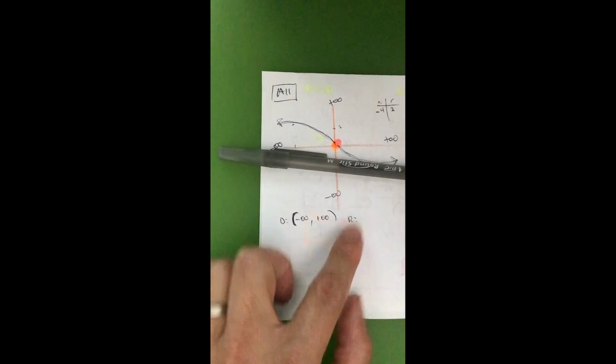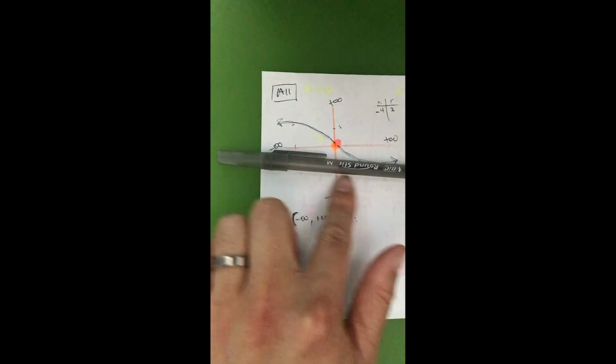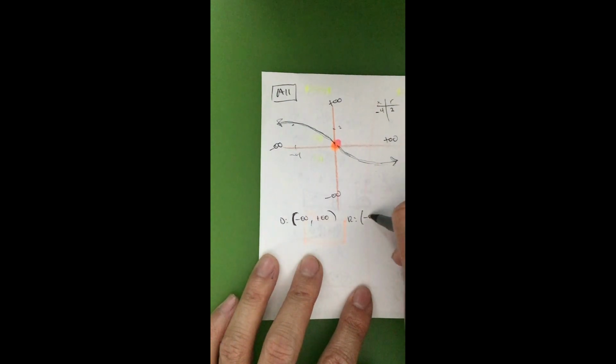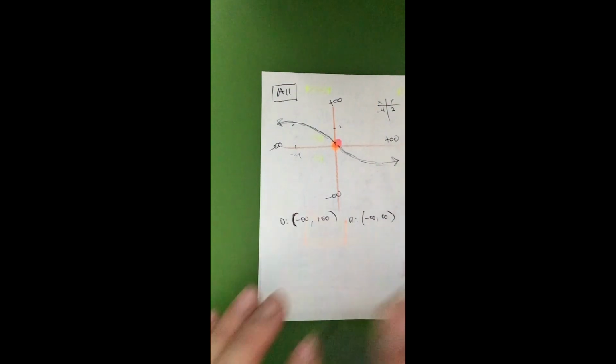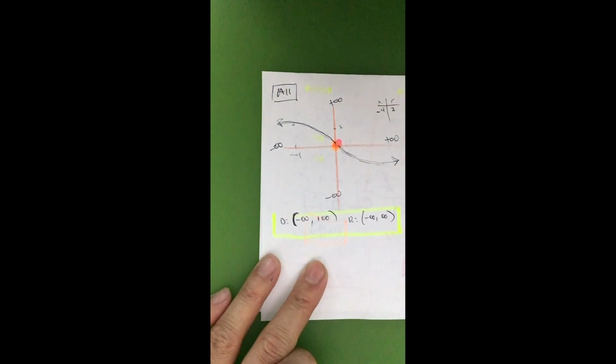Range, first thing I touch is this arrow right here, so that is negative numbers. So the answer can be a negative number, or the answer can be a positive number. That's the domain and range for A11.